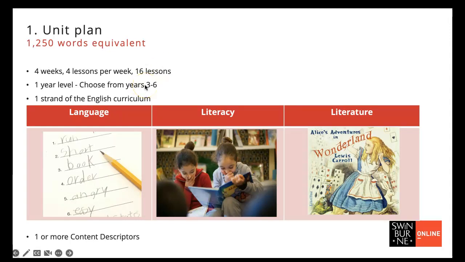So we've got 1,250 words. What do we need to do? Well, we're going to have a series of 4 weeks where there will be 4 lessons per week, giving you a total of 16 lessons. We are focusing on 1 year level, and you get to choose from what we would consider the middle to upper school. So we're focusing on years 3, 4, 5 or 6. You can choose any of those. Choose one specific year level that you are going to focus on. So that's an early decision that you can start making.